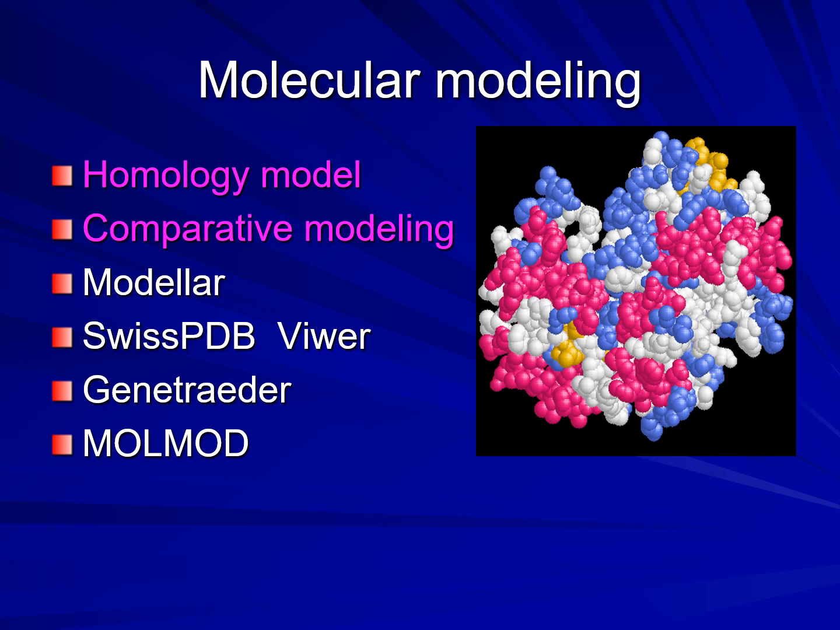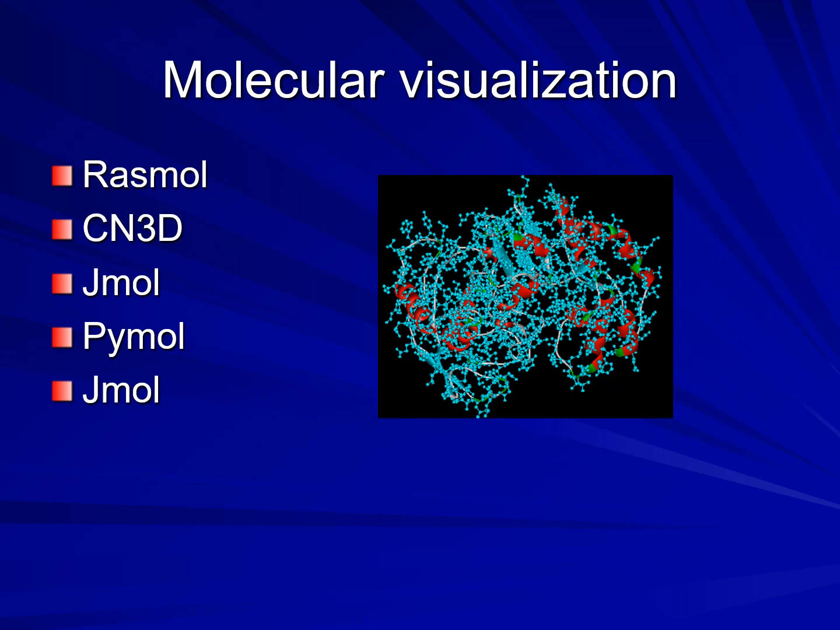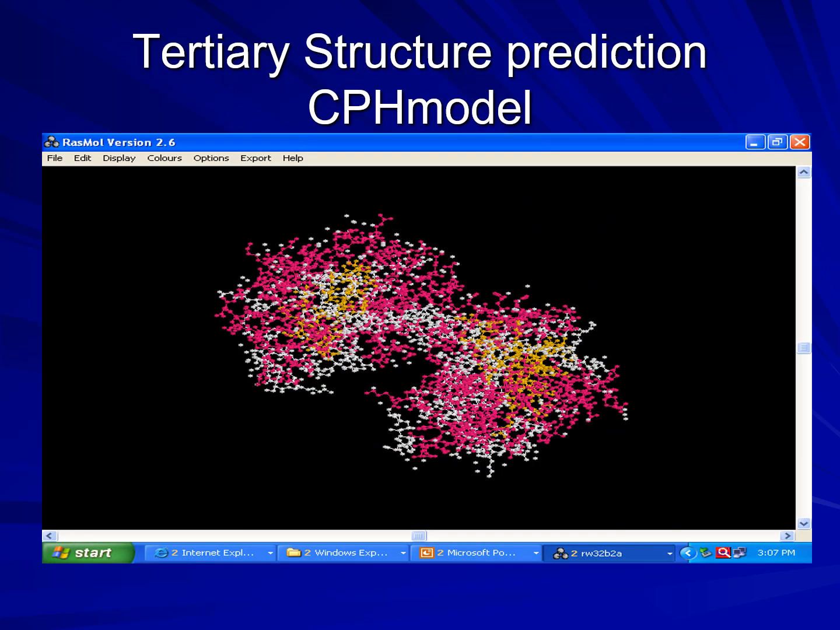There are several software available on the net that are free. Modeler is one of the very best molecular modeling software. SWISS-PDBViewer can also be used for molecular modeling. Similarly, GeneThreader and MolMol can be used. Once the molecular model is predicted, it can be visualized by using different molecular visualization tools. RASMOL, Cn3D, JMOL, and PyMOL can be used for the molecular visualization of the 3D structure. Similarly, CPHmodel is also used for tertiary structure prediction.